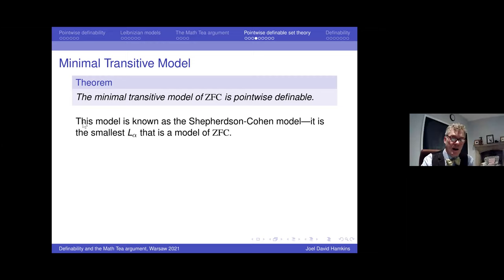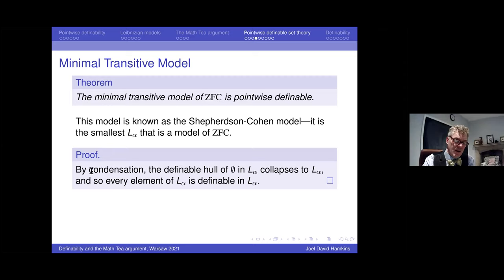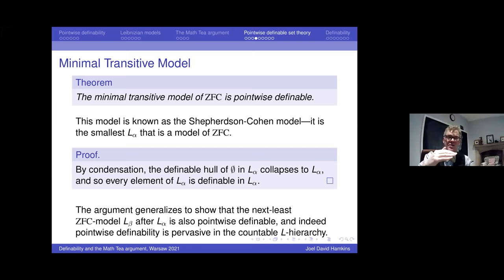I just want to point out that it's pointwise definable, and it's easy to see. Because if I take the definable hull of the empty set here, in other words, the definable elements of this model, that's an elementary substructure of it. So I can look at the Mostowski collapse, collapsing to some L_beta, but beta can't be less than alpha because alpha was minimal. So therefore it has to collapse to itself. And what that shows is that everything in L_alpha is definable in L_alpha because it is the Mostowski collapse of its definable elements. So therefore this model is pointwise definable. And the next model is also, and the next one after that, and so on. If you have a pointwise definable model of ZFC in some L_alpha, then the next L_beta that's a ZFC model is also pointwise definable, and you can iterate, but there are gaps and so on. It's quite interesting and complicated and fun to look at.